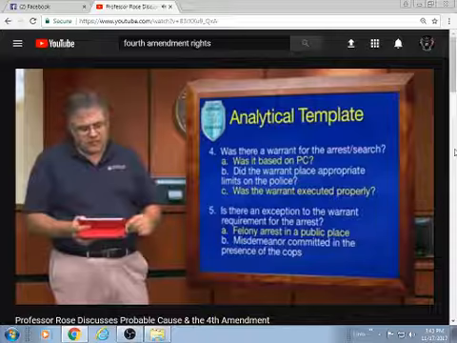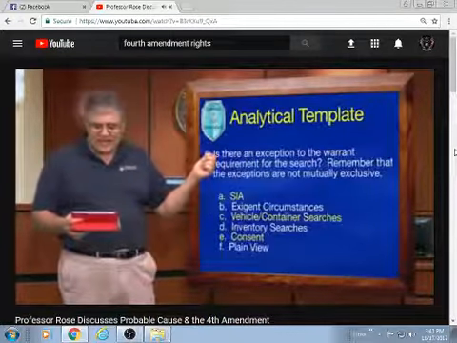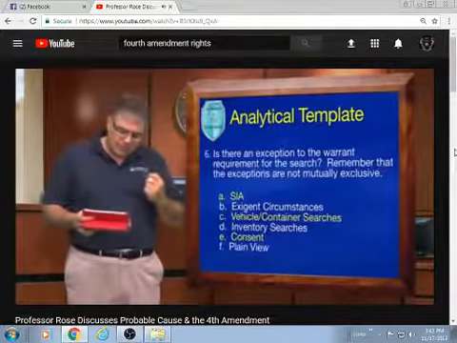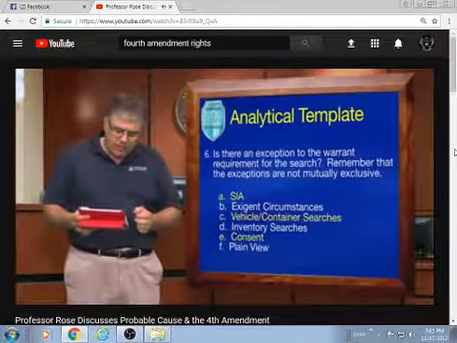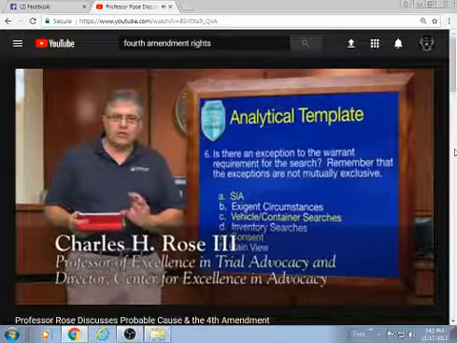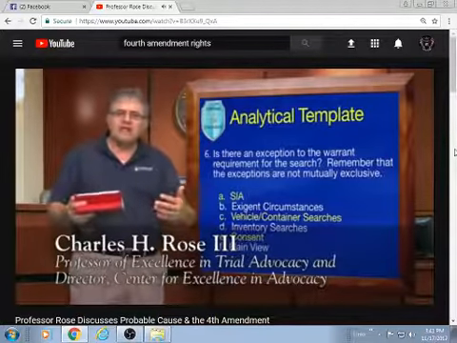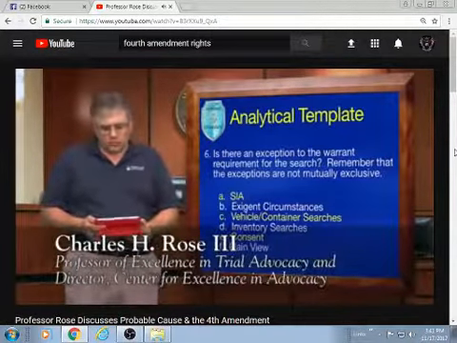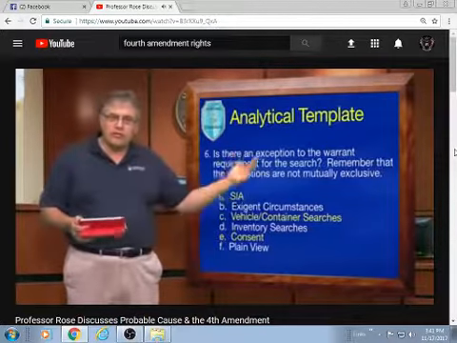So that's the first 5 steps, and then let's look at the 6th step. Is there an exception to this warrant requirement? Because there are 6 of them that you need to be concerned with, and each of them flows out of the cases that have looked at Fourth Amendment jurisprudence, and I've got them listed here for you on the slide.